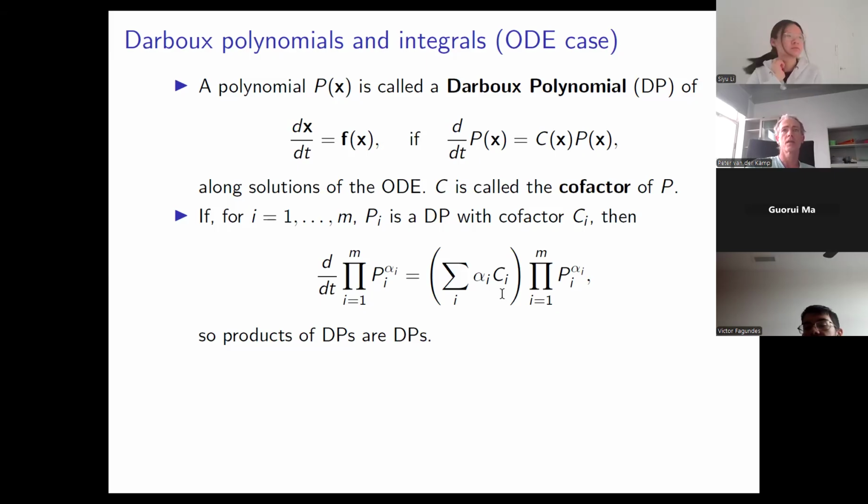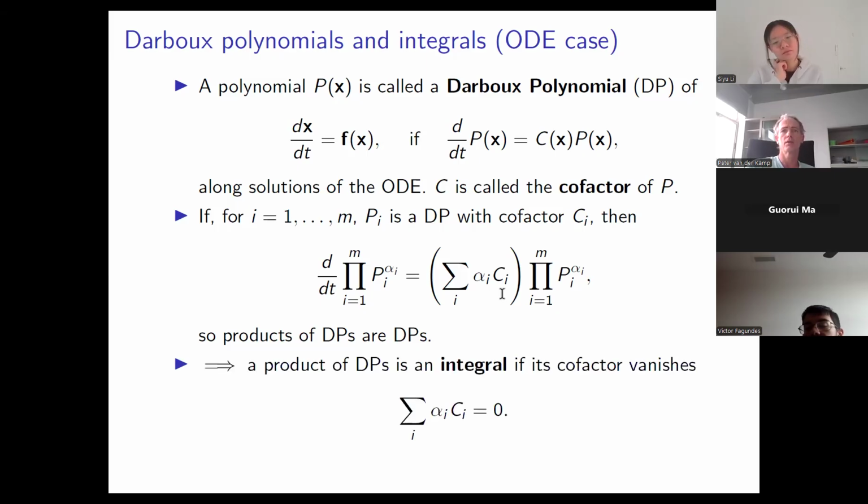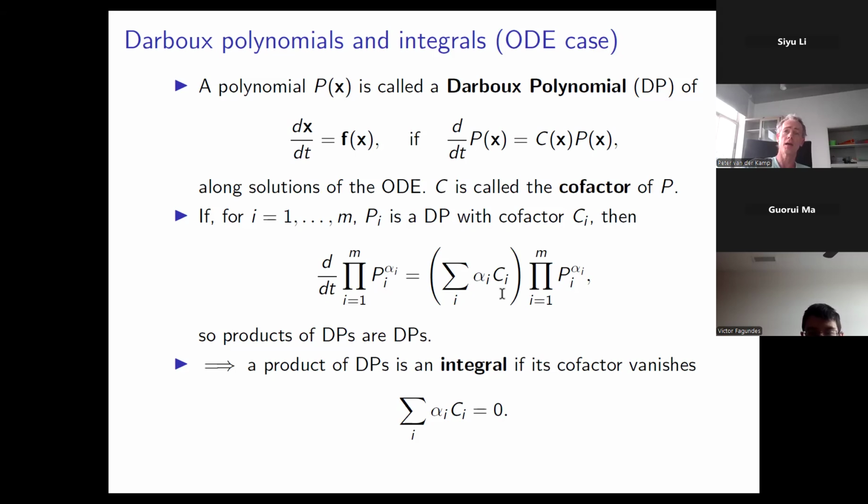So that is nice. And there is one particular Darboux polynomial which is kind of more famous than the others because it's an integral. A Darboux polynomial with cofactor 0, we don't call that a Darboux polynomial with cofactor 0, we just say it's an integral. So it's preserved by the evolution of the system.